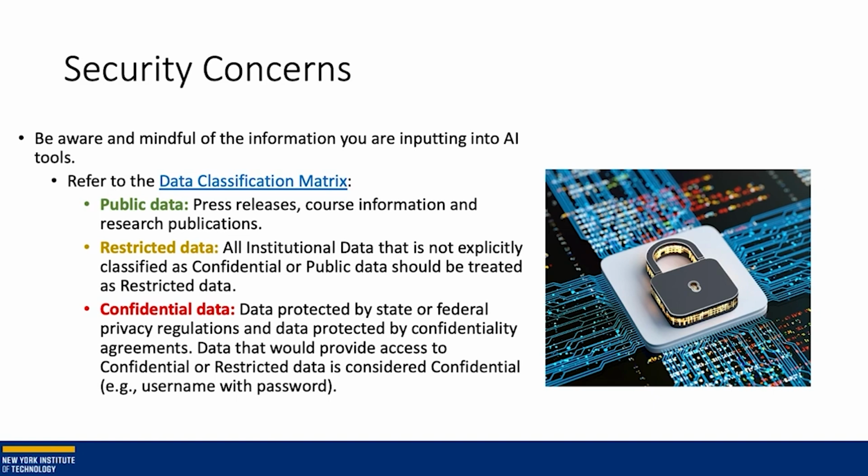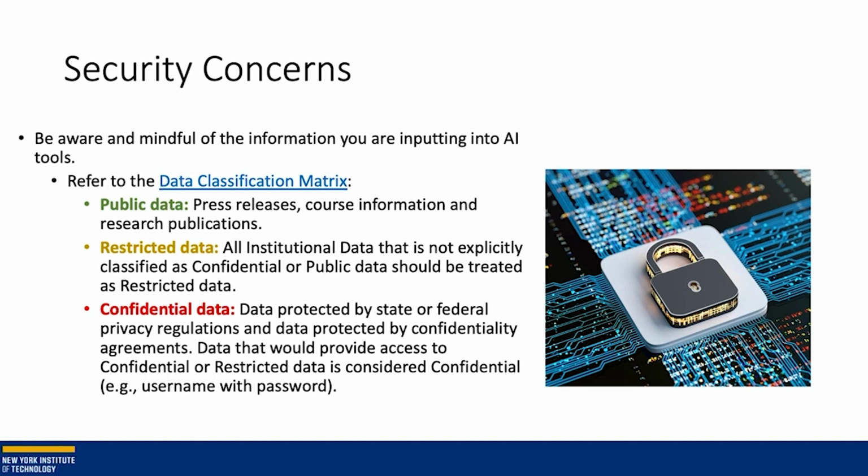Then there's confidential data. So confidential data is data protected by state or federal privacy regulations. So you can think about this as HIPAA and FERPA, as well as data protected by confidential agreements. So this is social security numbers, maybe home addresses, additional data information. And you never want to put this information into an AI tool because that allows a security risk and allows other people's information to be sent elsewhere and used on the dark web.